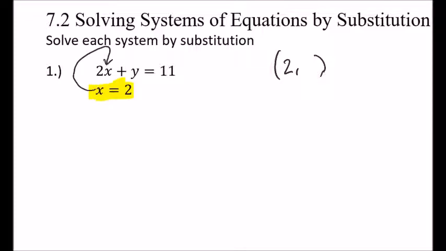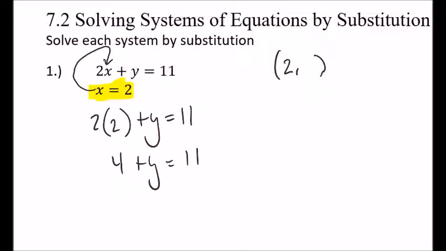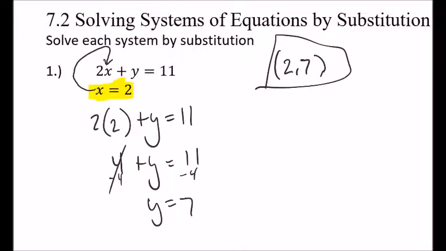We know that x right there equals 2. So I can put this right here and substitute out a 2 in for that x. We end up having 2 times 2 is 4, plus y is equal to 11. Y is equal to 11 minus 4. Y is equal to 7. So our answer is (2, 7).